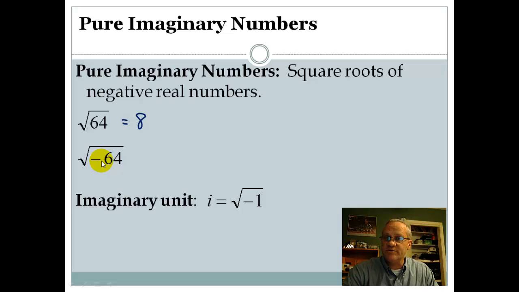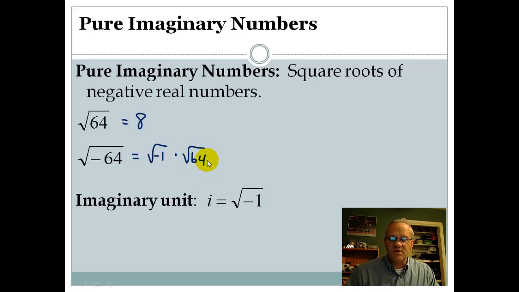It's the imaginary unit. So this is I. We use I, and what I stands for is the square root of negative 1. So basically, if we go back up to our square root of negative 64 example, I am going to think of this as being the square root of negative 1 times the square root of 64.